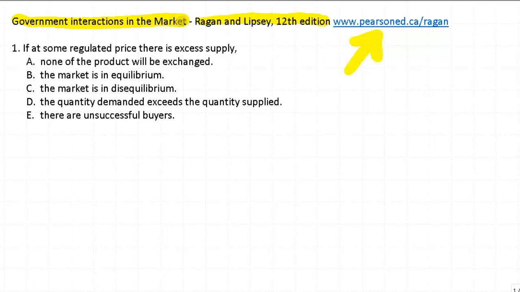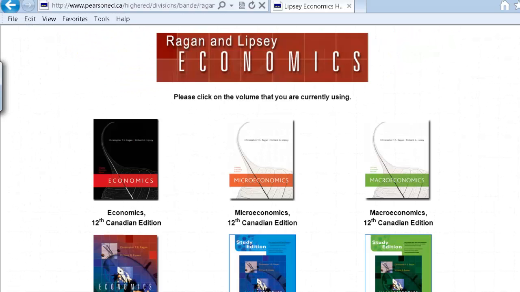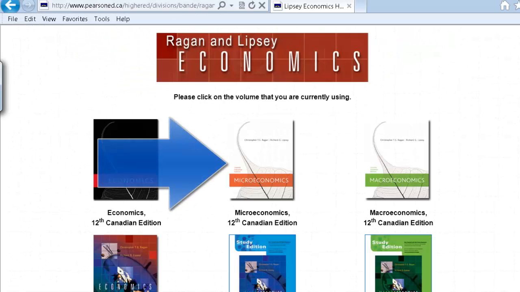So after you've done demand and supply and after you've done elasticity, a lot of textbooks have a chapter that looks at government interactions in the market or markets in action, where you get to apply a lot of what you learned in the last two chapters. And what we'll find, and I'll go to this website, so I'll click onto here, and I'll show you what it looks like. So when you type that address in, you'll go to a website such as this one here. Just click on the 12th edition.